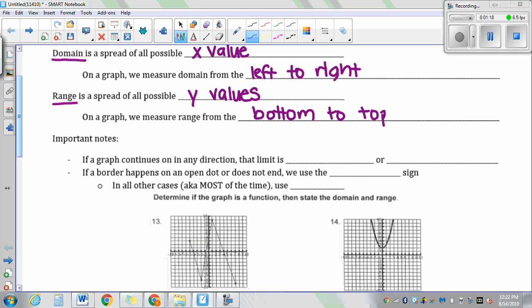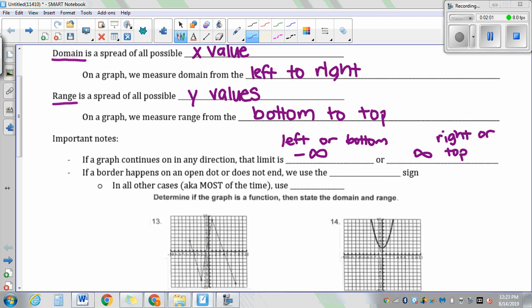Before we go in and actually calculate this, I just have a couple quick notes. If a graph continues on in any direction, so if the graph doesn't have a left-hand side or it doesn't have a top or something like that, that limit is either going to be negative infinity or positive infinity. Just as a quick aside, negative infinity is the really negative numbers. If a graph continues to the left, that's where all the negative x values are. Or if a graph continues all the way to the bottom, that's where all the negative y values are. For positive infinity, all of the positive x values are on the right-hand side, or all the positive y values are on the top.